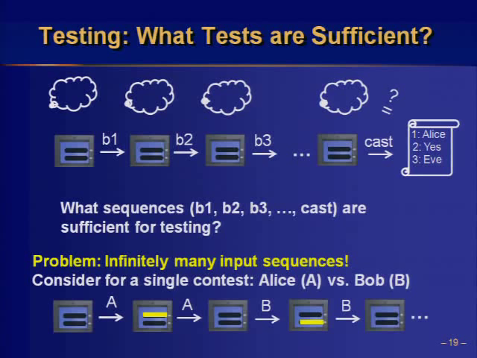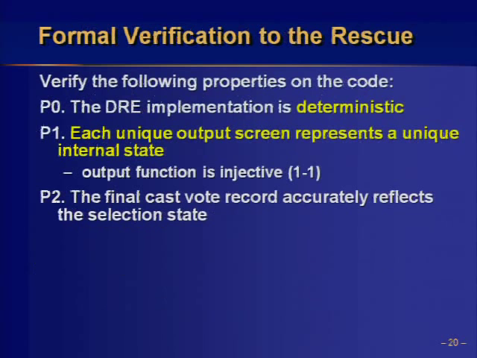It should not depend on any other state in the voting machine code. So these are things that we can verify with formal methods. And I'll briefly describe how we do it in a couple of slides.